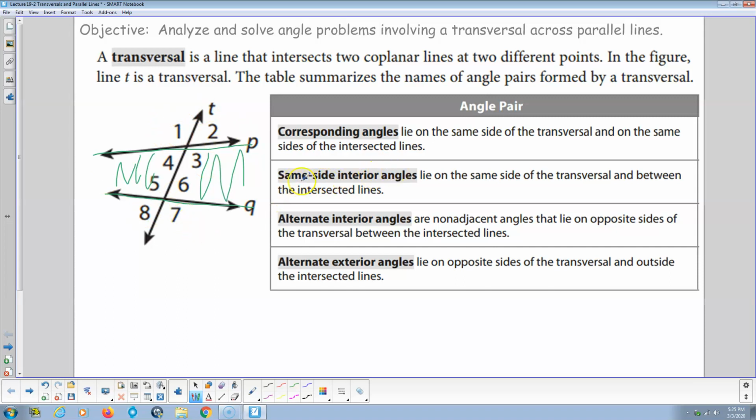So same side interior angles are 4 and 5, because they're on the same side of the transversal, and 6 and 3. Again, same side of the transversal. So these are same side interior angles. The old name for this is consecutive interior angles.